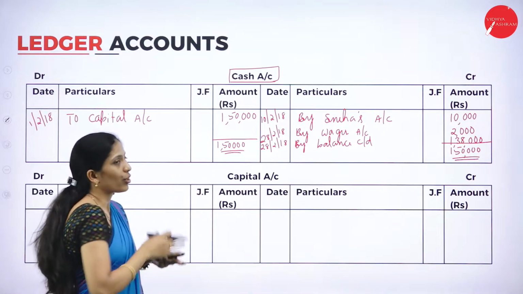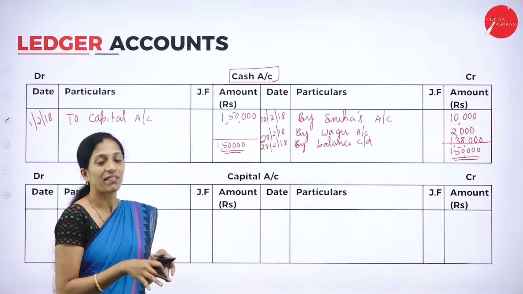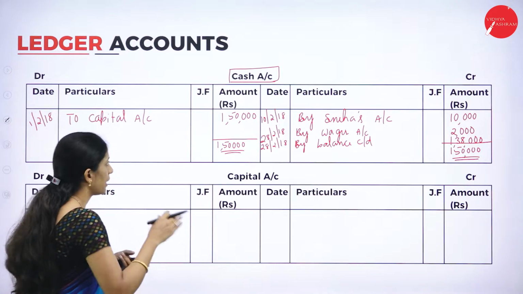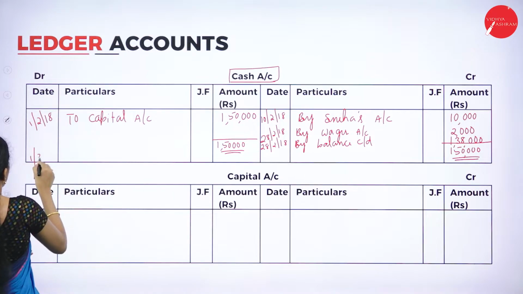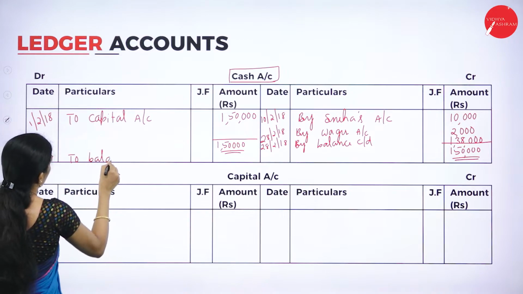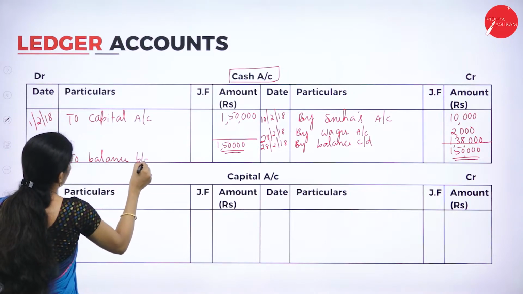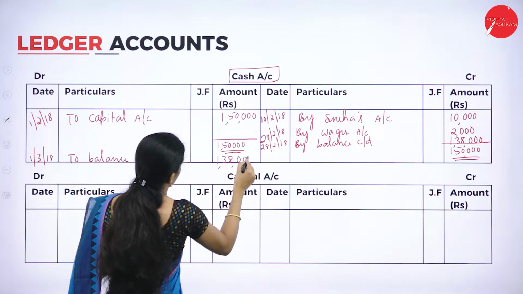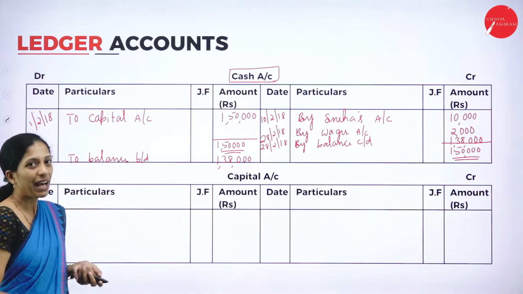Whatever the amount you have carried down at the end of the previous month, you have to bring down that at the beginning of next month. That is 1/3/2018 to balance brought down. So what is the balancing figure? 1,38,000. In the same way, we shall prepare capital account.